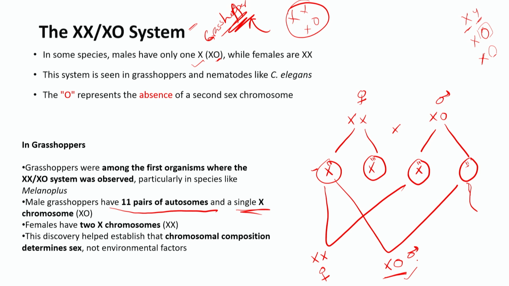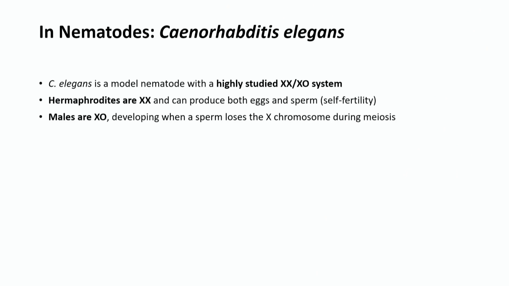And this discovery actually helped in establishing that chromosomal composition is important for determining the sex, not actually the environment. So other than grasshopper, Caenorhabditis elegans also has this XO system. Remember, this is a very important model organism. It has helped us understand about apoptosis.